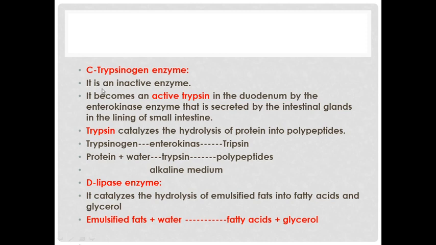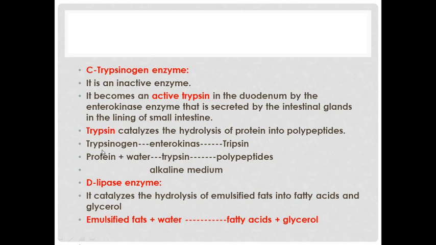Trypsinogen enzyme is an inactive enzyme. It becomes active trypsin in the duodenum by the enterokinase enzyme that is secreted by the intestinal glands on the lining of the small intestine. Trypsin catalyzes the hydrolysis of protein into polypeptides.